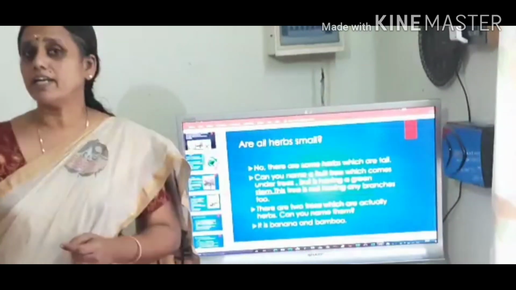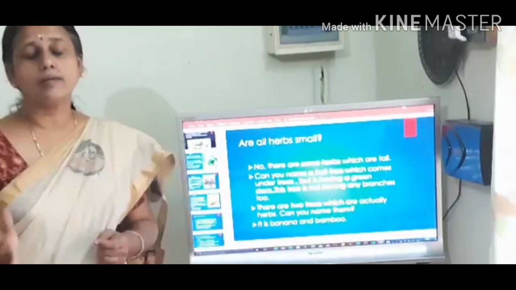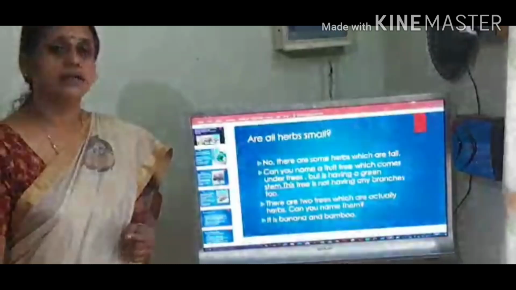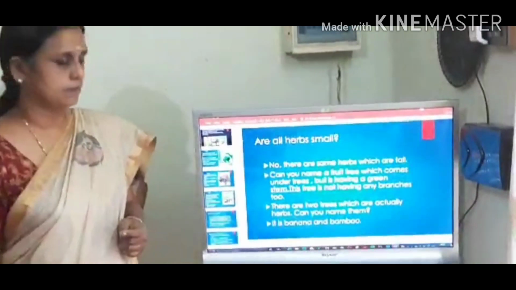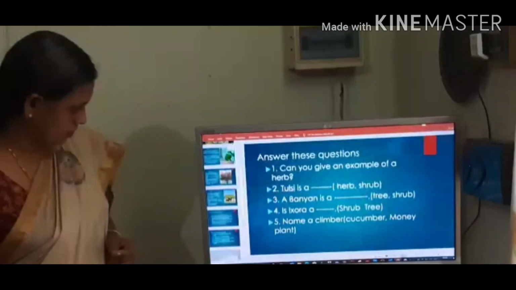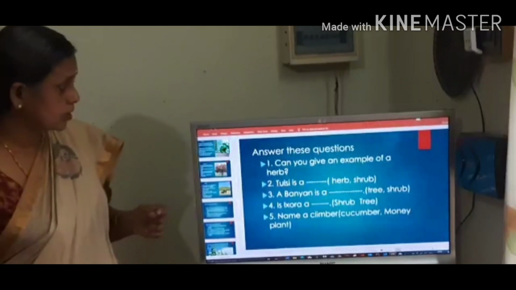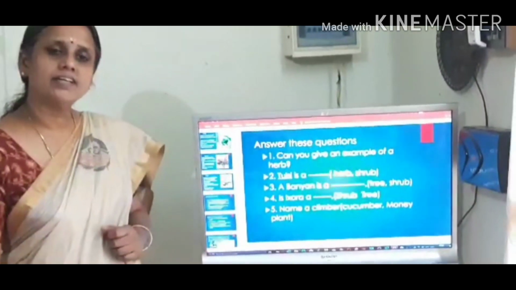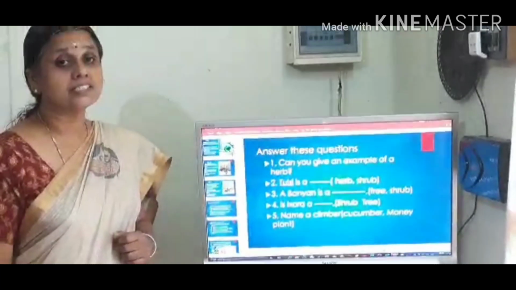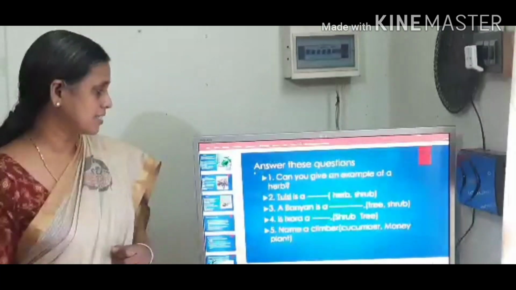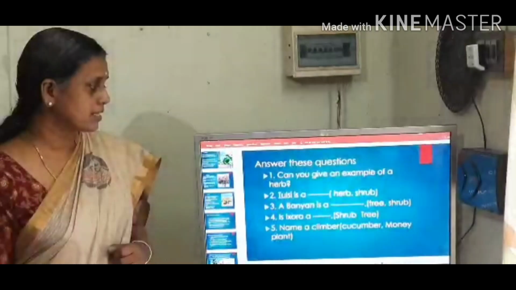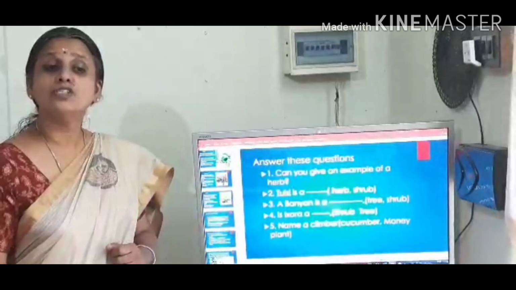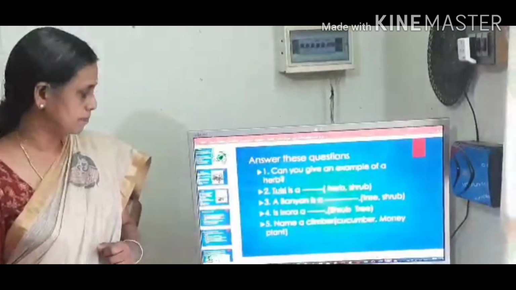The banana plant that we have in our backyard is also a herb. Papaya is a tree. Can you give me an example of a herb? Yes, it's balsam. Example of a herb. Tulsi is a dash. Herb or shrub? Yes, very good. Tulsi is a shrub.